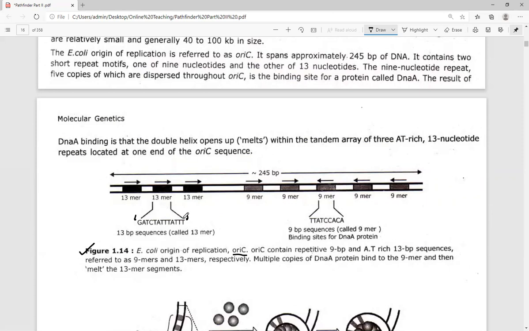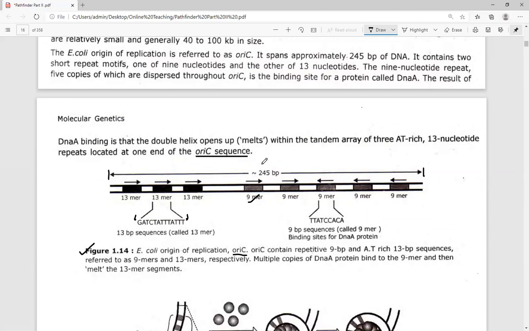In the case of the E. coli genome, there are two different types of conserved sequences. One is called the 13-mer sequence, and another is called the 9-mer sequence. This is the origin of replication in the case of E. coli. This is called oriC, also referred to as the origin of replication in E. coli.